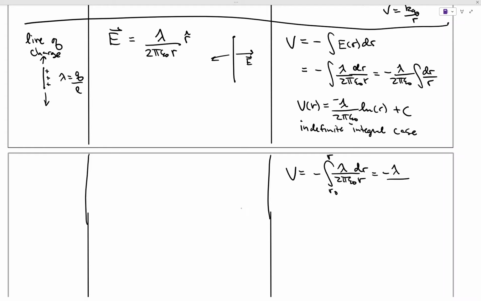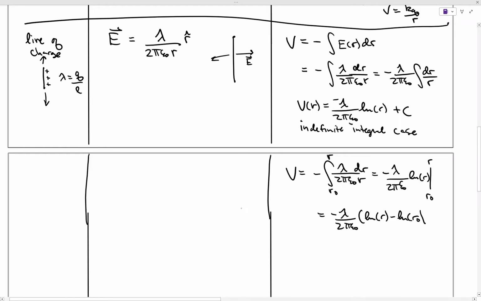Same approach. You get the same thing, log of r, except now you're evaluating this from r naught to r. And so what does that look like? Well, lambda, all of our constants, you would have a factor of ln of r minus ln of r naught. And so if you remember your rules for logs, you can write that as a ratio.